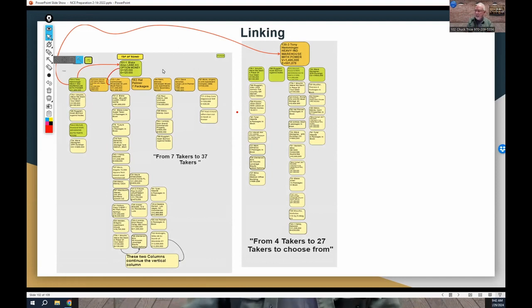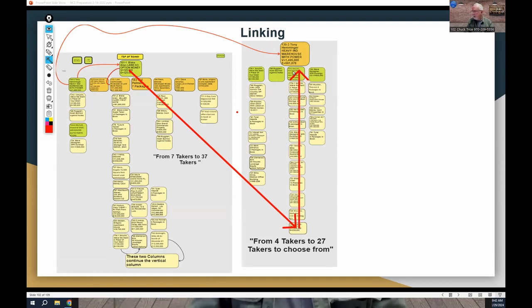Blake can have anything on either board. Let's say that Blake says, okay, I will take this one here. This one will take that one. That one might say, well, I would take that one. And that one says, well, I would take that one, and that one would take that one. So you can develop across the boards and link the boards together.